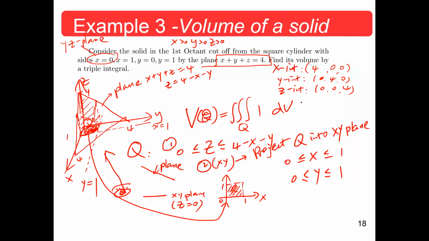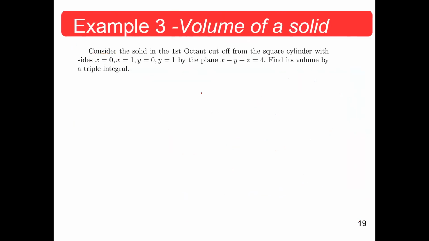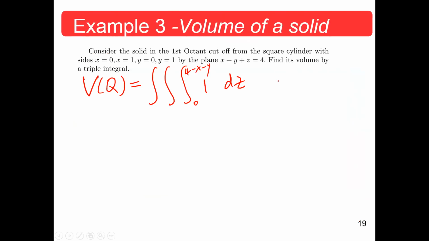So we're ready to actually go ahead and set up this triple integral. So I'm going to say V of Q is the triple integral of 1. Let's go dz first. Z is between 0 and 4 minus x minus y. And then I can either go dx dy or dy dx. Let's go dy dx. Y is between 0 and 1. X is between 0 and 1 as well.